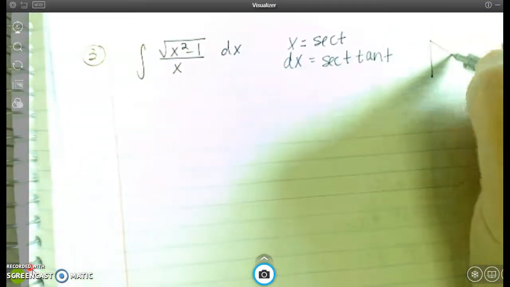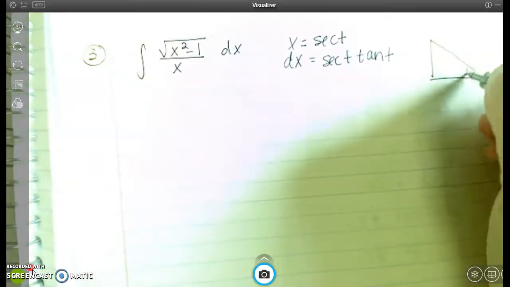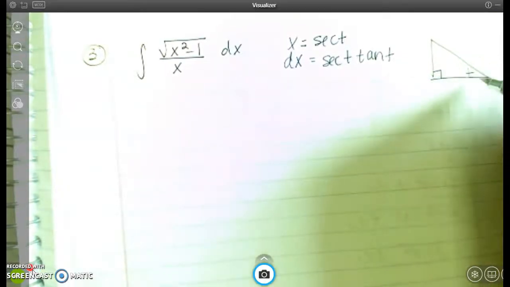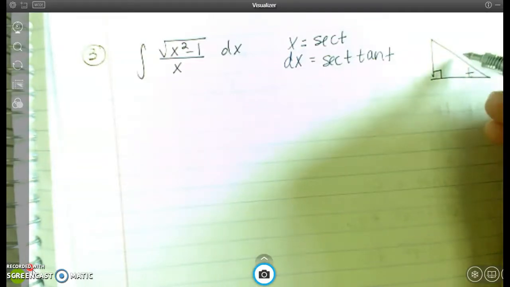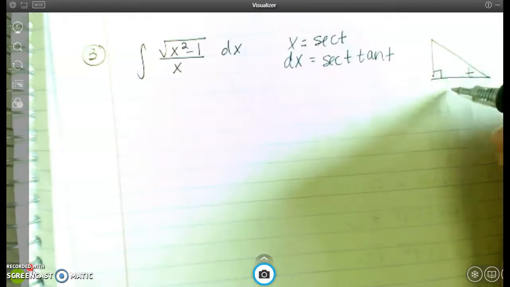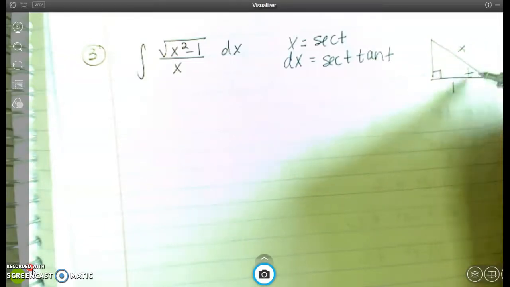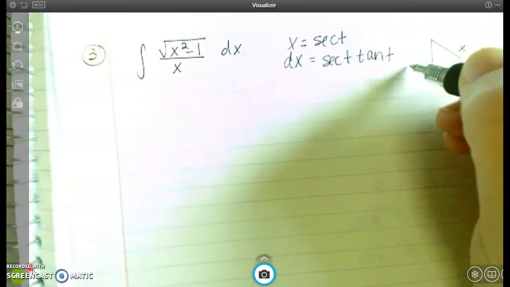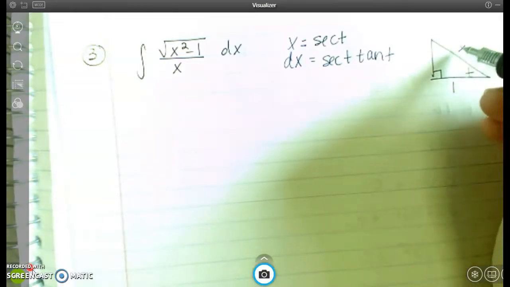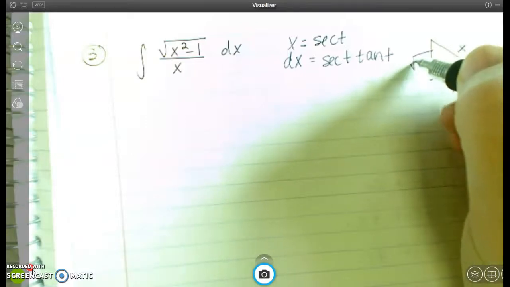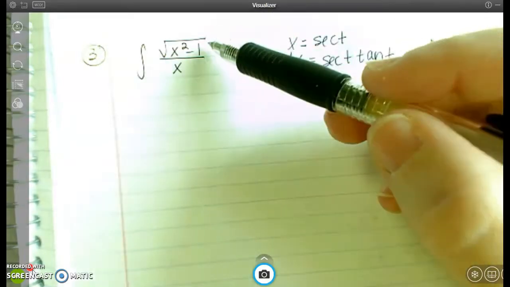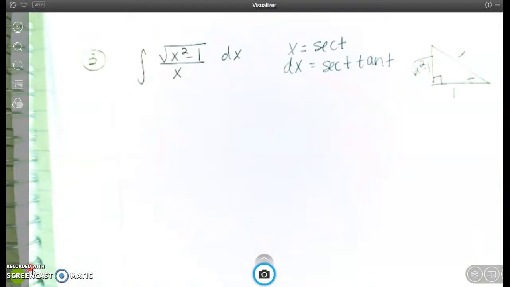And out to the side, let's go ahead and make this triangle because we'll probably need it at the end. Here's our t and here's our angle. We know that x is secant, and secant is the reciprocal of cosine. Cosine is adjacent over hypotenuse, so x over 1 would be cosine. So that means that secant is x here and then 1 here. When I solve using the Pythagorean theorem for this side, we would have square root of x squared minus 1, which is what we are using as our substitution, so that is good.